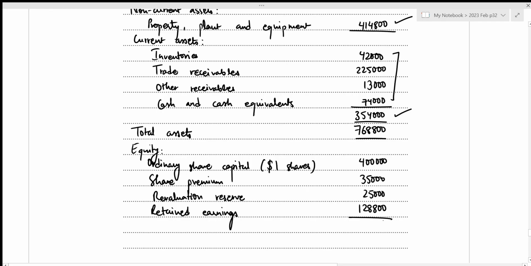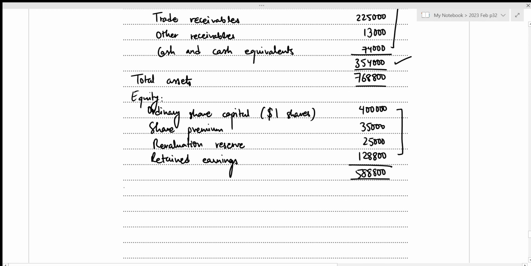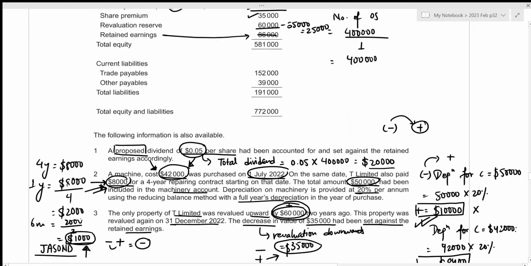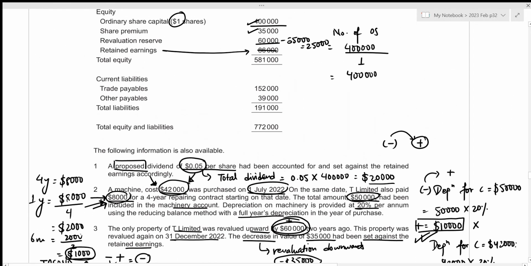Let's figure out the total for equity by adding these four amounts. So that's 400,000 plus 35,000 plus 25,000 plus 128,800, which results in 588,800. Now we didn't have any sort of non-current liabilities, so we can move towards our current liabilities now. Let's have a look above. Okay, we have our trade payables to be 152,000. This will remain the same.